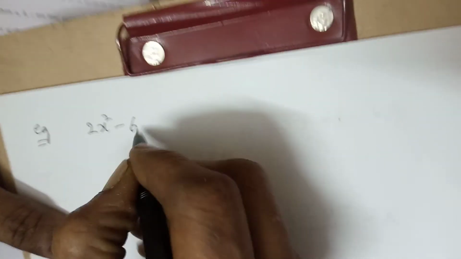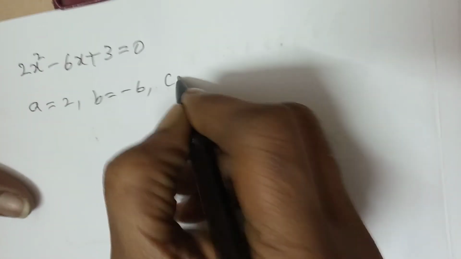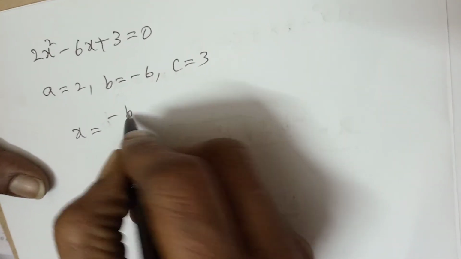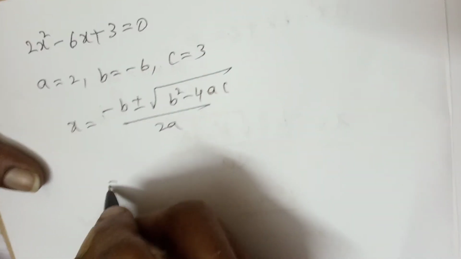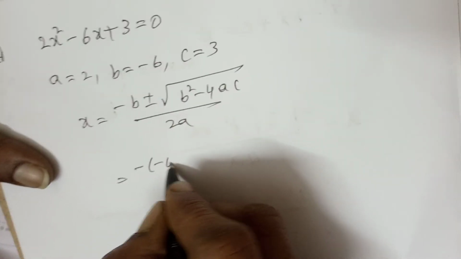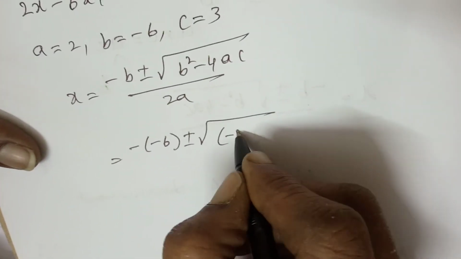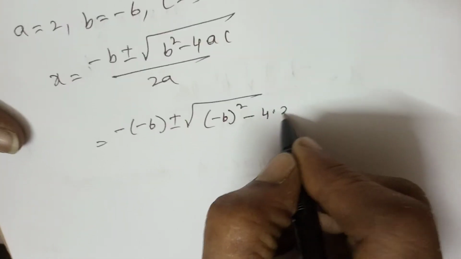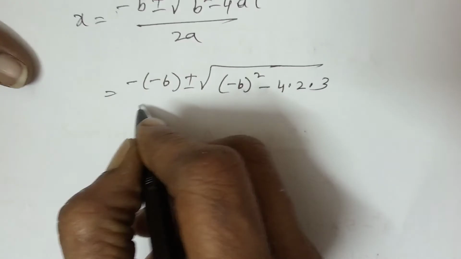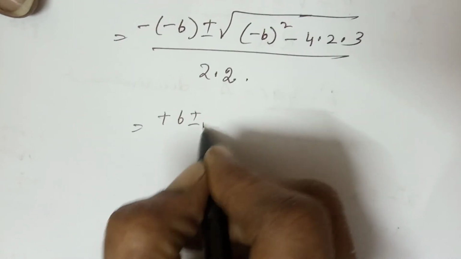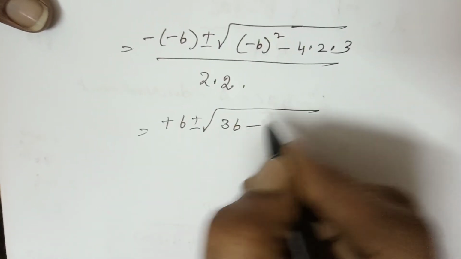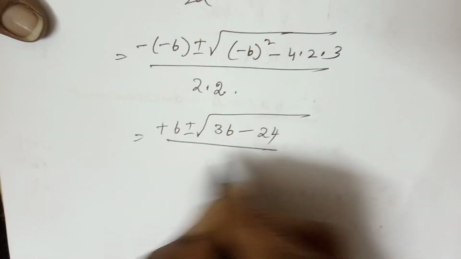2x square minus 6x plus 3 is equal to 0, using the formula where a is equal to 2, b is equal to minus 6, c is equal to 3. x is equal to minus b plus or minus root of b square minus 4ac by 2a. What is b? Minus 6. So minus of minus 6 plus or minus root of b square, minus 6 square, minus 4 into 2 into c, which is 3, now by 2a. Now minus into minus is plus 6, plus or minus root of minus 6 square, which is 36, 4 2s are 8, 8 3s are 24, by 4.